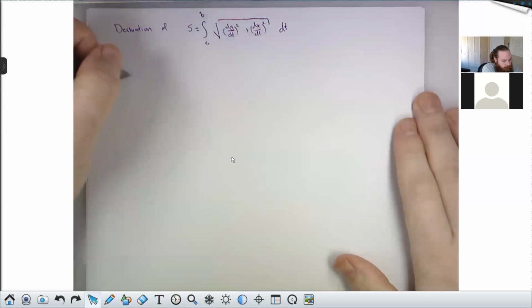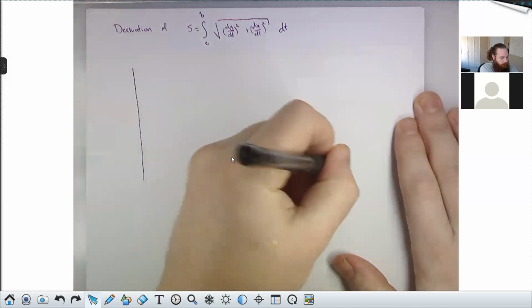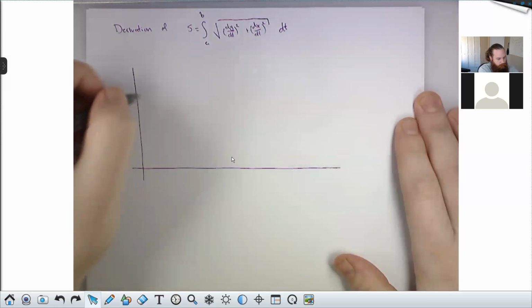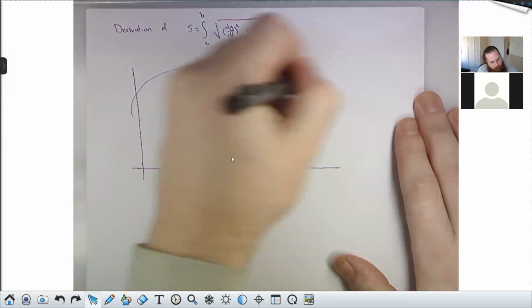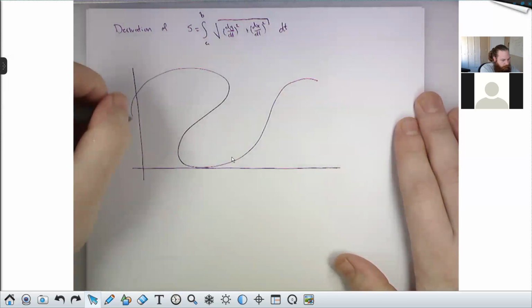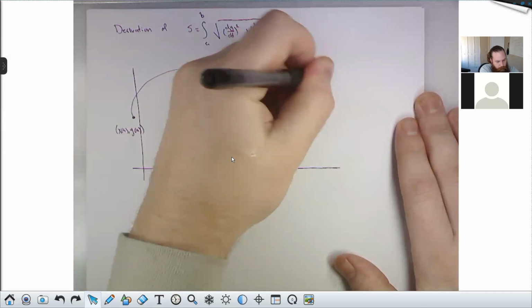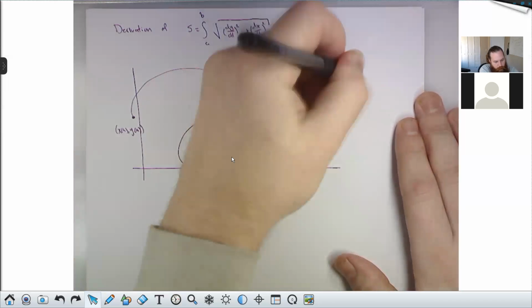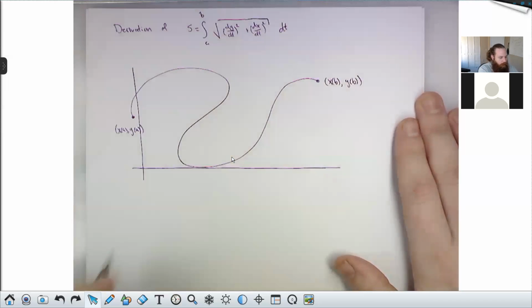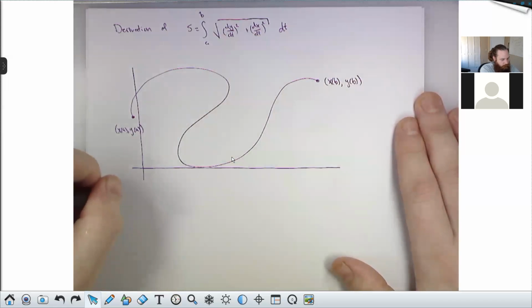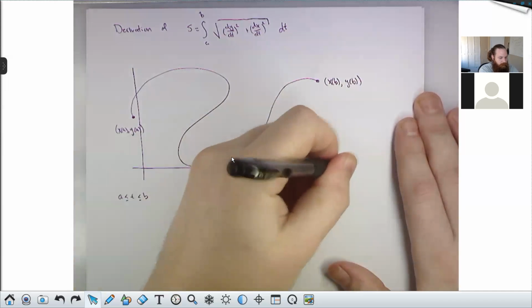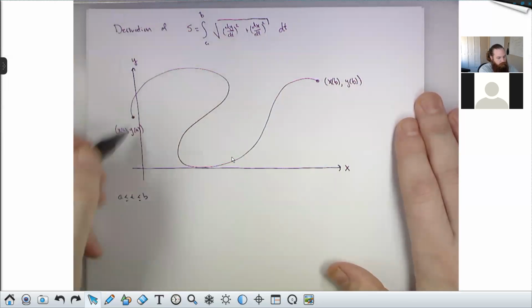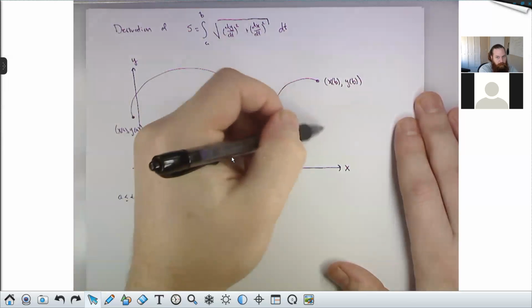You begin with your parametric curve, which could look something like this. And over here is t equals a. So this is x of a comma y of a. That's your initial point. And your terminal point over here is x of b comma y of b. And remember, this is happening as t goes from a to b. This is the x-axis. This is the y-axis. So it's not like this is a and this is b as x values.